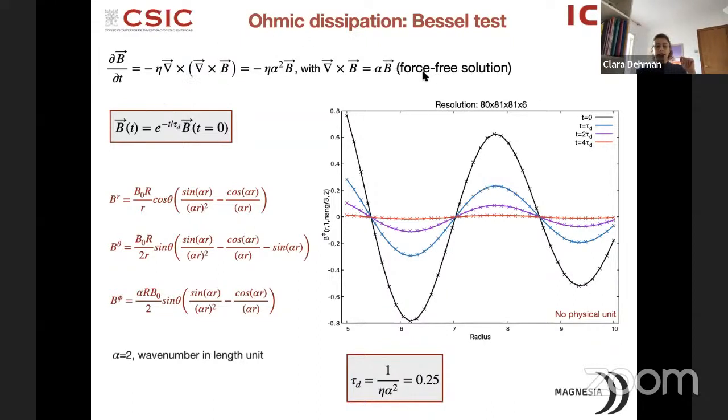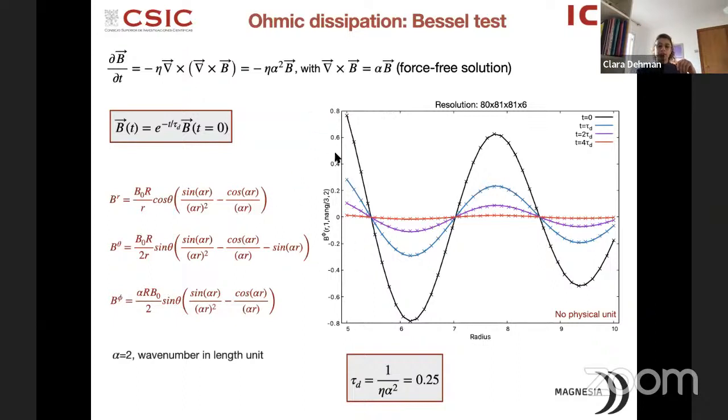In this Bessel test, I consider a force-free solution, which means that the current can be written as a function of the magnetic field. In this test, alpha and eta are constant, so they can be taken out, and the induction equation simplifies to the following form. This means that the magnetic field at a given time decays exponentially as e to the minus t over tau_d, where tau_d is the diffusion time scale. A possible family of solutions that satisfy this relation is this initial topology, where alpha is a wave number in length units, and the higher your alpha, the more curvature you have in your field.